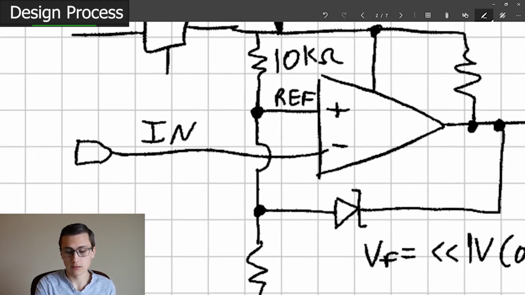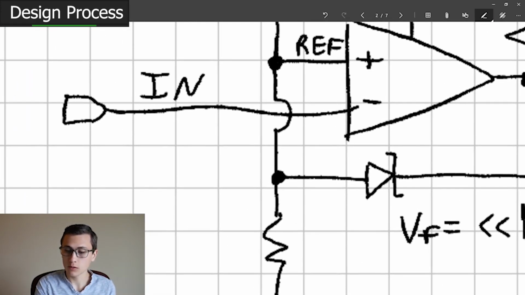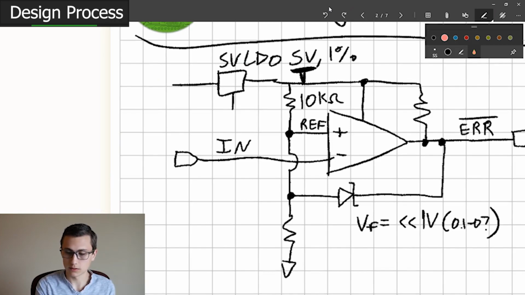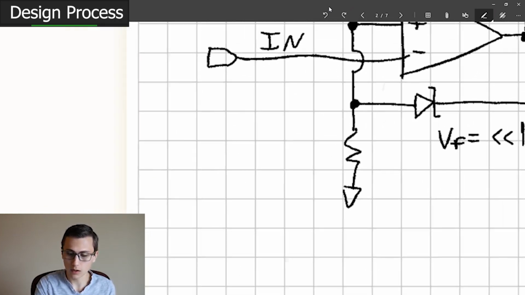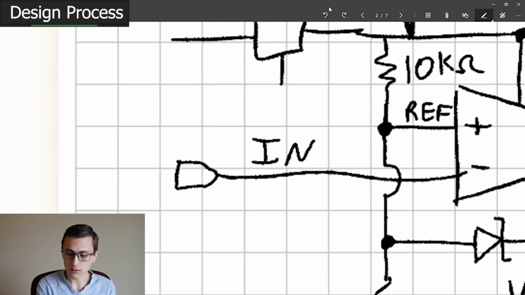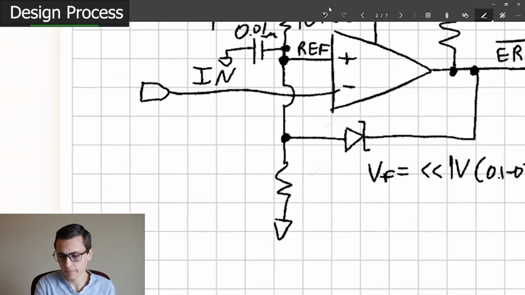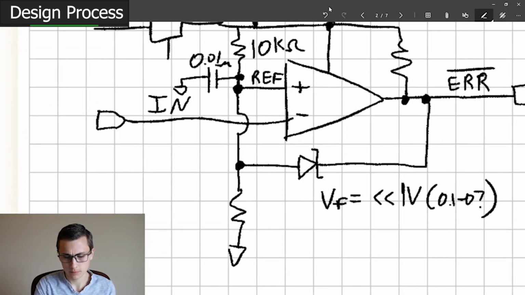If we make that a relatively high impedance, now we might have some issues with noise here. There might be some opportunity for noise to couple into the system. So how can we accommodate that? Well, we could put a little capacitor pretty close, maybe a 0.01 microfarad, something like that. That could be an implementation detail that would help us out. Okay.